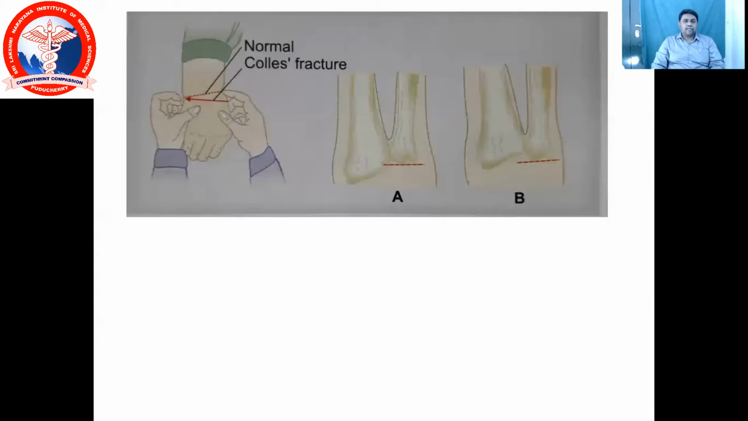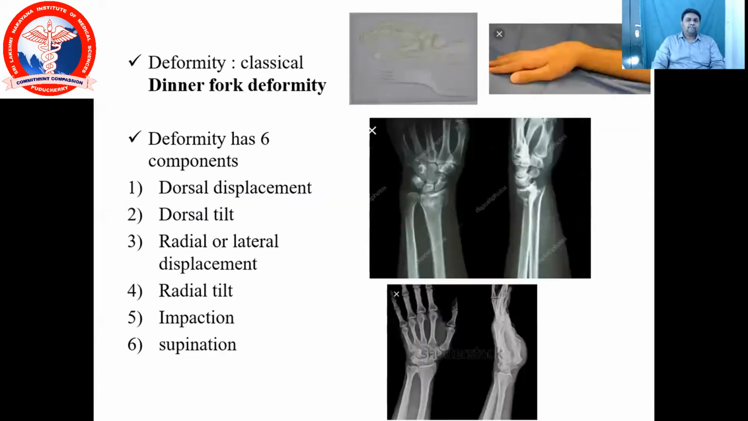So this is a picture which shows the normal radial height. Picture A shows the normal radial height. Whenever there is a fracture in the distal end of the radius, picture B shows where the radial styloid is at the same level as the ulnar styloid, or it becomes still higher.